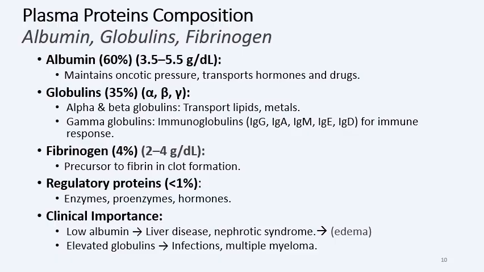The clinical importance of this composition is to understand that, for example, if the albumin is low due to a liver disease, the patient cannot maintain the oncotic pressure and hence starts to have edema everywhere, because it cannot take the fluids out from the extracellular fluid back to the plasma. So the extracellular fluid will be filled with free fluid, and hence the patient will suffer from edema. And for example, if the globulins are elevated, this means that gamma globulins are elevated. This means the patient may have infections, and sometimes some kind of cancer called multiple myeloma. We will discuss this in detail in the course.